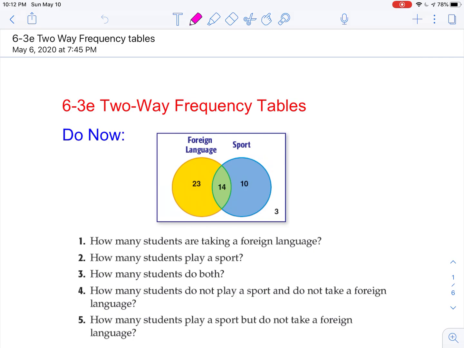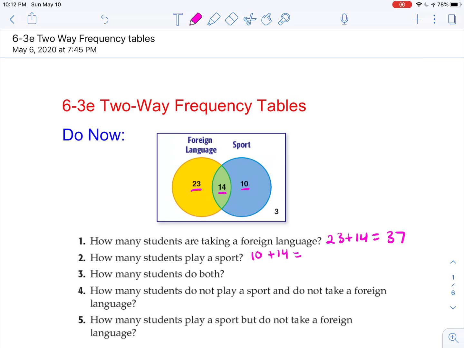So number 1 asks, how many students are taking a foreign language? So remember, foreign language is everything in this yellow circle. So what's included there? Well, definitely this 23, but also the 14 in the overlapping circle. So in order to find out the total number of students, we have to add up those two numbers to get 37 total students taking foreign language.